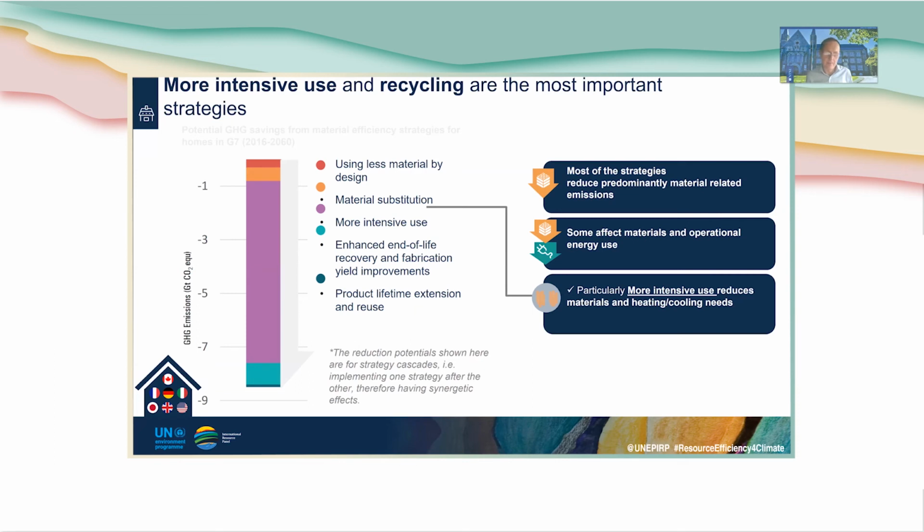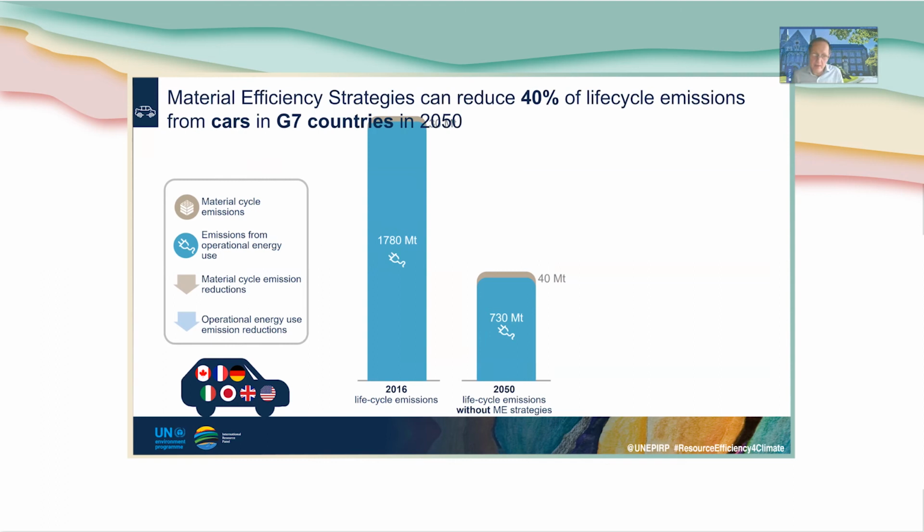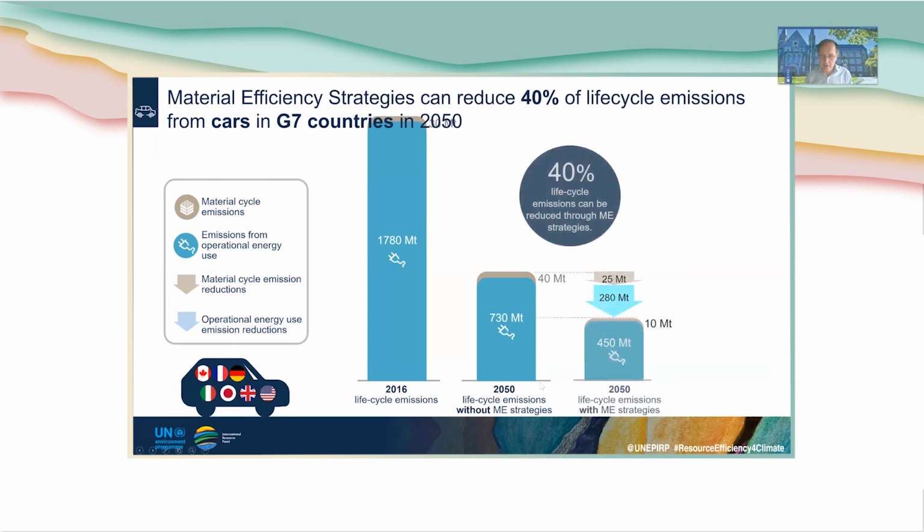Next slide. And this is now for the vehicles. Here, operational energy use is much more important. The introduction of those clean fuels and so on, as Qingshi has shown, also reduces emissions, and the introduction of electric vehicles, mostly, and clean energy for that. And next slide, material efficiency strategies can reduce 40% of the emissions. Again, emissions reductions happen from both aspects, but mostly related here to direct emission energy use. Next slide.